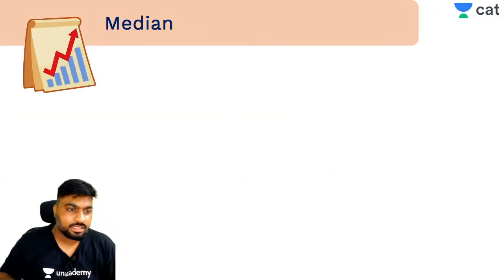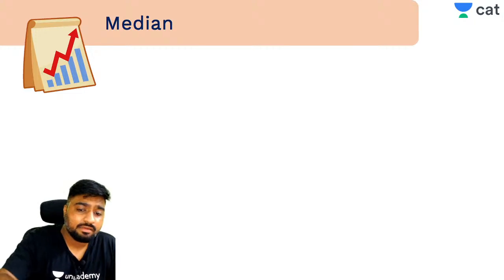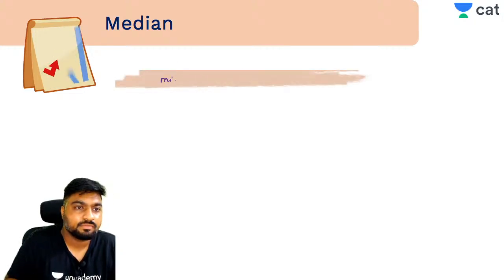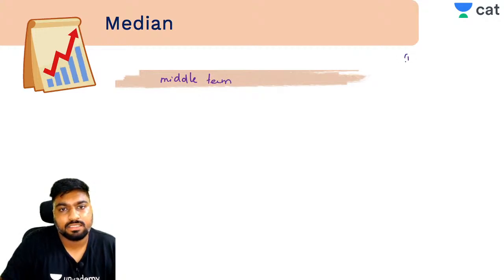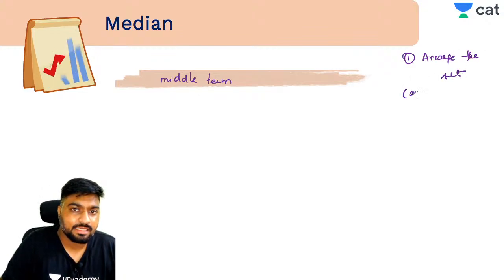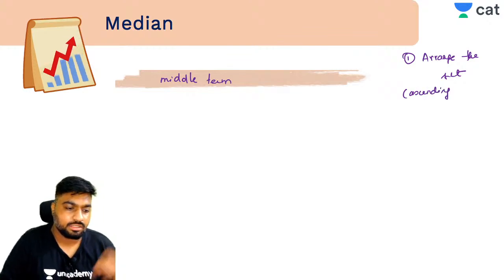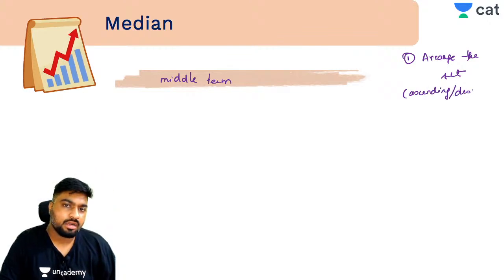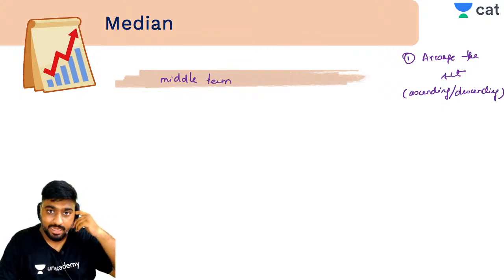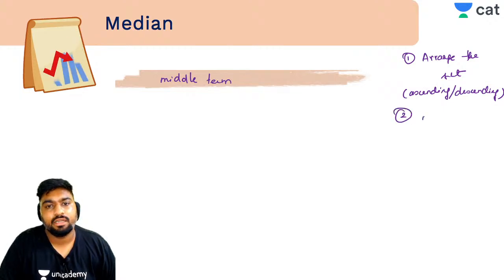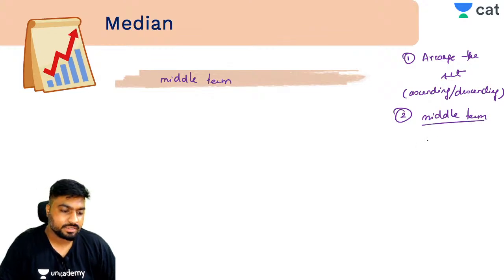Alright, now let's talk about median. What do you mean by median? Median is nothing but the middle term. So to go for the middle term, the step will be first to arrange the set. It is very important that you arrange the set either in ascending order, small to big, or descending order, greater value to smaller value. Arrange and then select the middle term. Yes, this is your process.